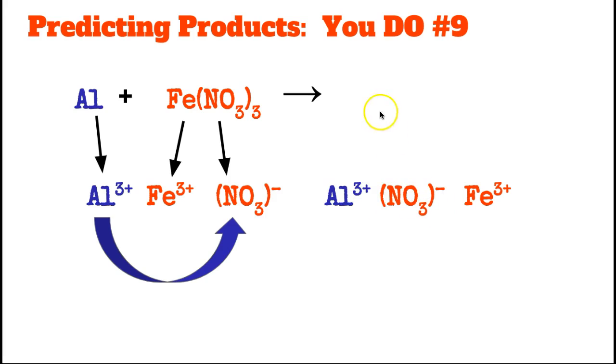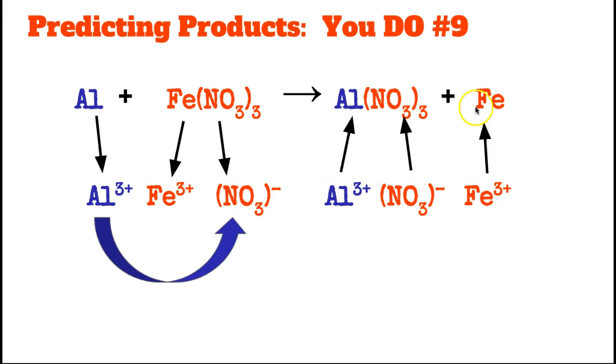Let's swap and drop our charges to write our new formula. So 3 is going to go with nitrate, 1 is going to go with aluminum. So we get Al(NO3)3, and then iron, again, it's a metal, so we're going to drop its charge, and we're just going to write it as Fe up above. Last thing we need to do is make sure that this is balanced, and if we take a look, we have 3 nitrates, 3 nitrates. 1 aluminum, 1 aluminum, 1 iron, 1 iron. So this is fully balanced and ready to go.